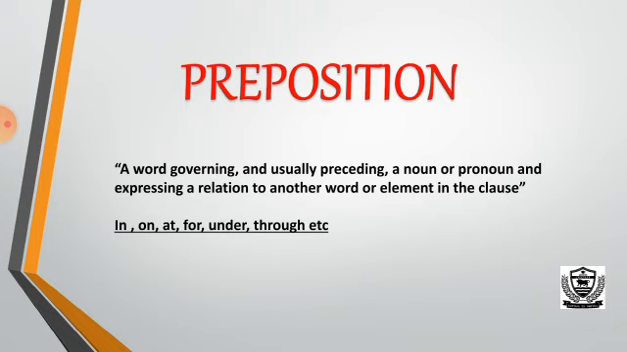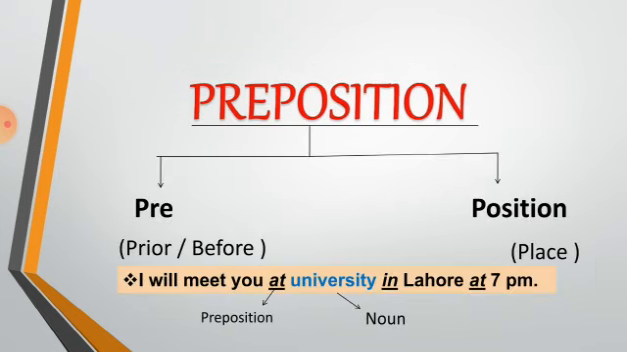Students, a preposition is basically a word used to show the way in which other words are connected with each other. It is used to express basic relationships between words. We can express the relationship of time and place by using these kinds of prepositions in our sentences. For better understanding, we'll split this word. If we split this word, we get pre and position. Pre means prior or before, and position means place.